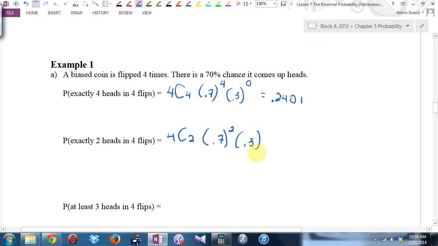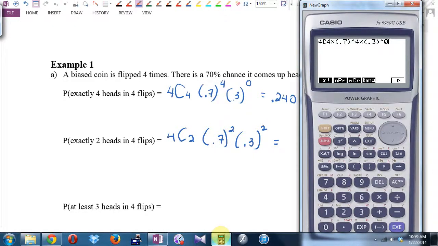You've got a 0.3 chance, a 30% chance of being wrong. You want two of those. Two of those. Two. You get 0.2646?